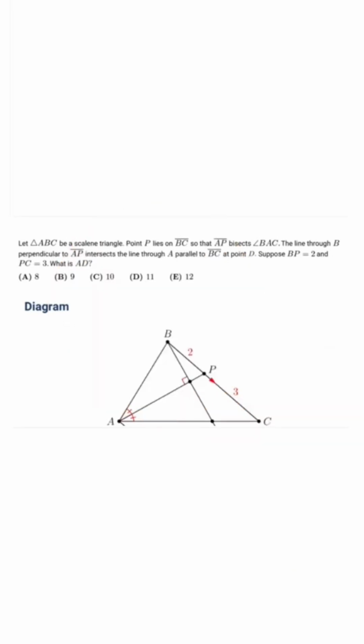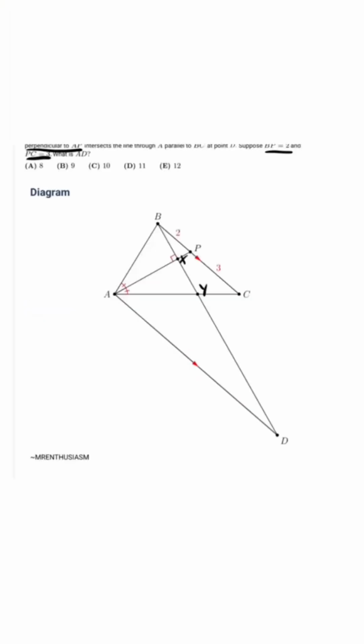It reads: let ABC be a scalene triangle. Point P lies on BC so that AP bisects angle BAC. The line through B perpendicular to AP intersects the line through A parallel to BC at point D. Suppose BP equals 2 and PC equals 3. What is AD? So this was a diagram shown in the solution, and we can assume X and Y are the points as shown.